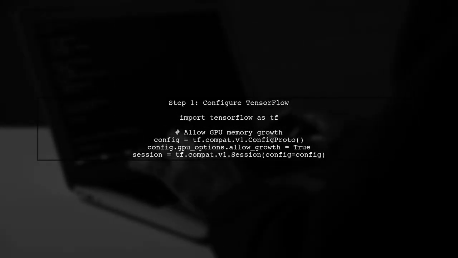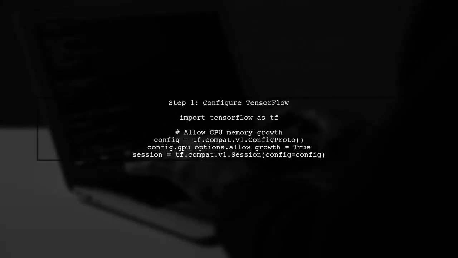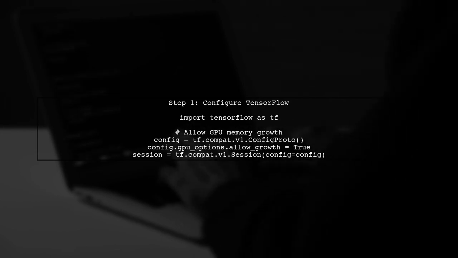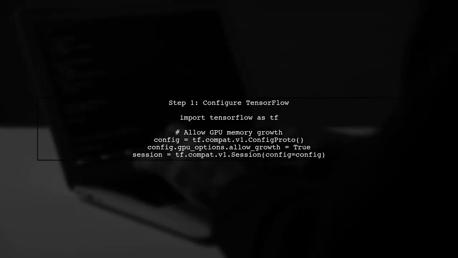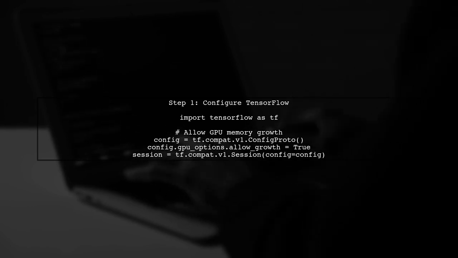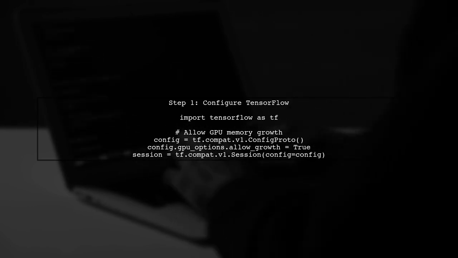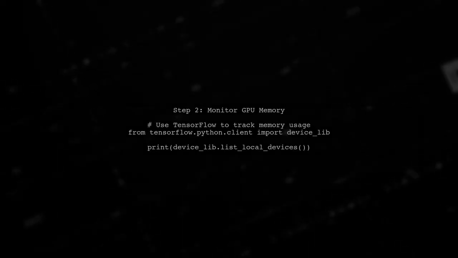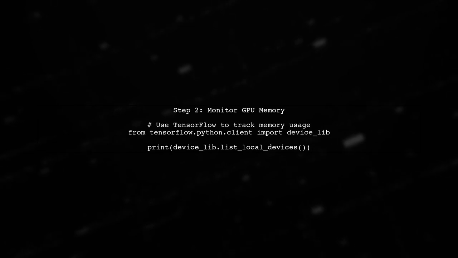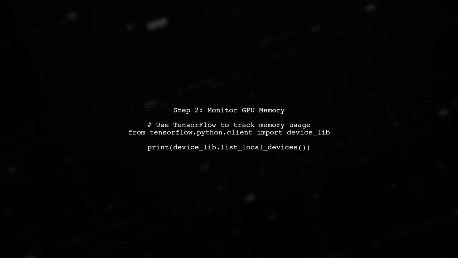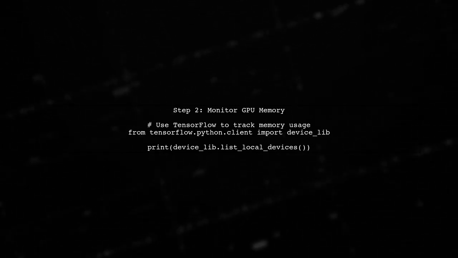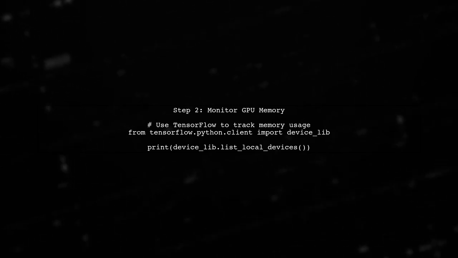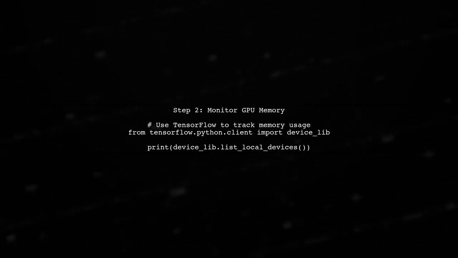To understand the real GPU memory usage when using Keras with TensorFlow, we need to first configure TensorFlow to allow growth of the GPU memory allocation. Next, we can monitor the GPU memory usage more accurately by using TensorFlow's built-in functions. This will help us track the memory consumed by our model during training.